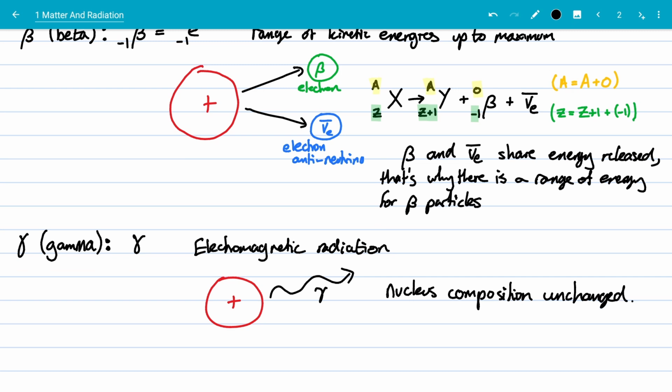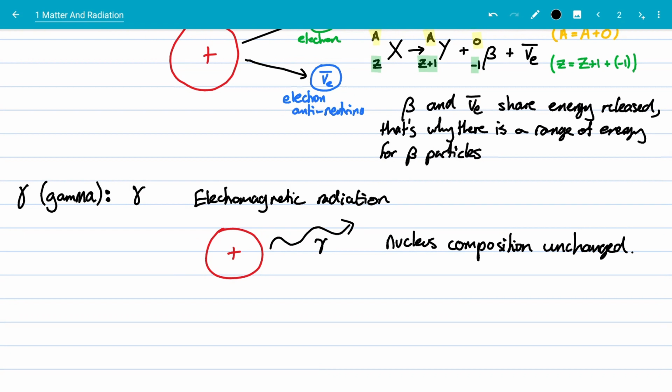But there is a change to the energy. So we might have something like X with Z and A, which is in what we would call a metastable state. The particles in the nucleus are in excited energy levels. It's just a higher energy. It's an excited nucleus, which might decay into the same element, but it's no longer metastable, so we don't use that little m, and some gamma radiation.